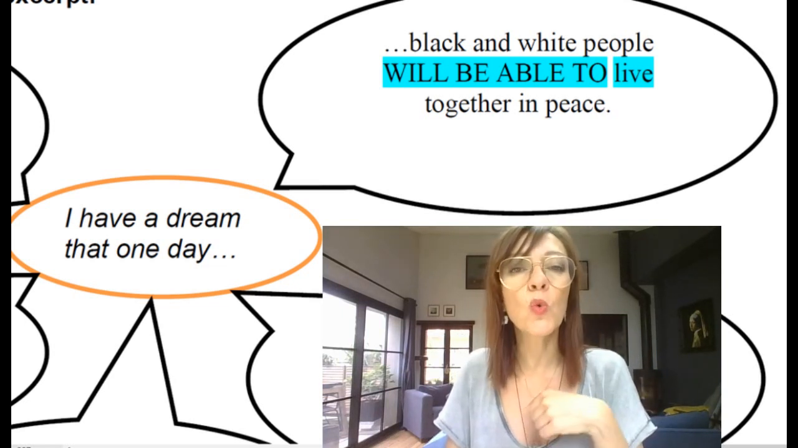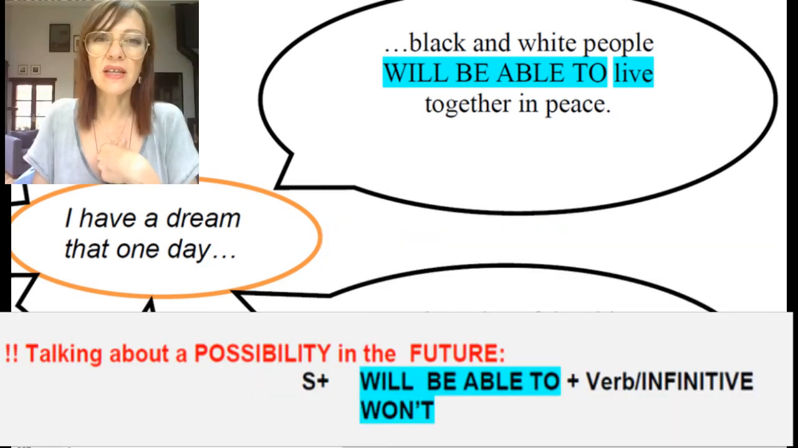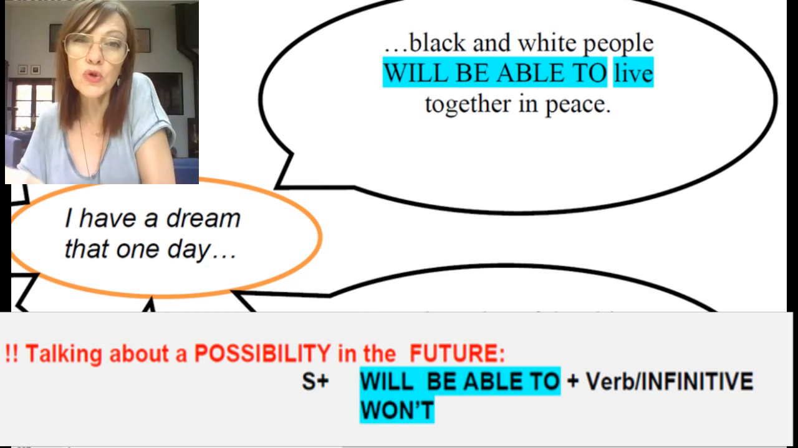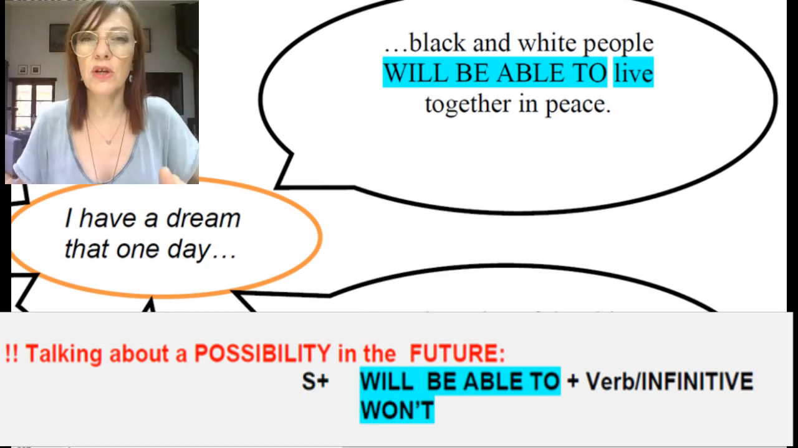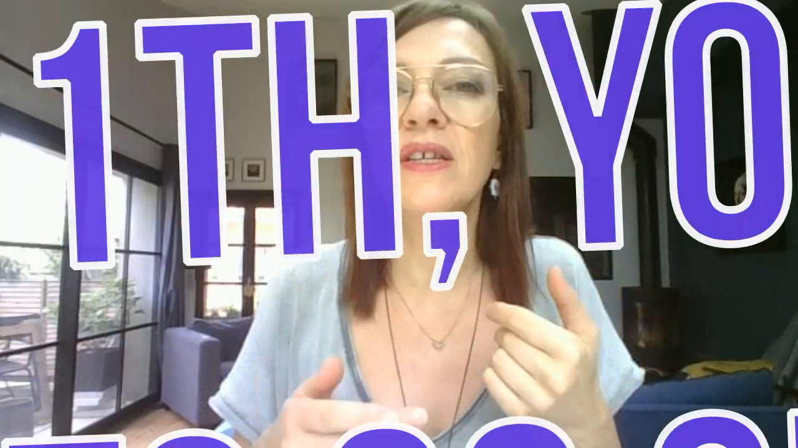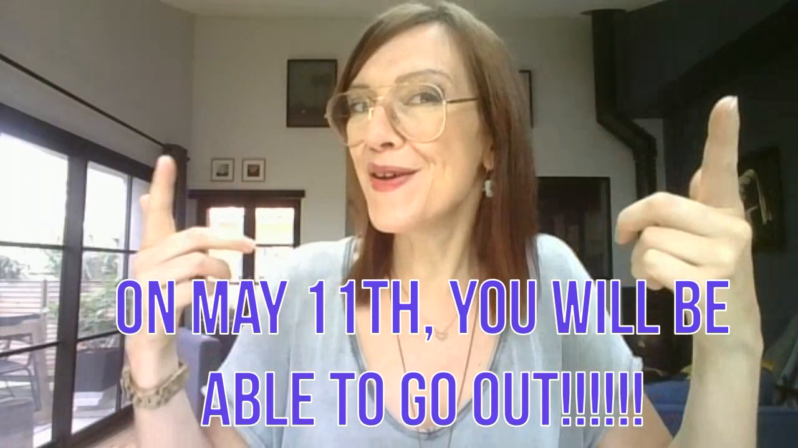We also talked about another of his dreams, and we said, I have a dream that one day black and white people will be able to live together in peace. So in this lesson, will be able to, we talked about something that we hope will be possible in the future. For example, if you want to talk about May 11th, when the lockdown will be finished, you can say that you will be able to go out.